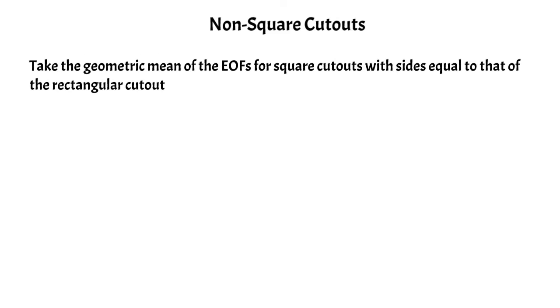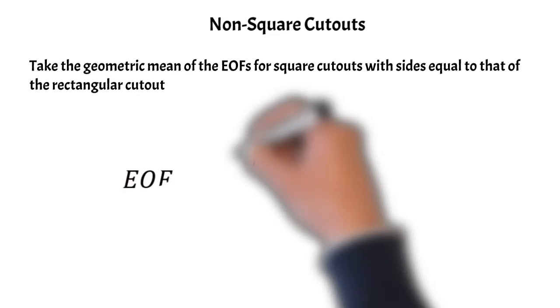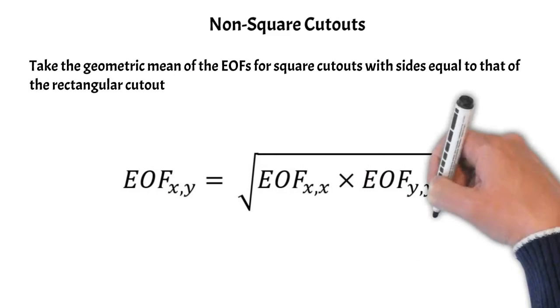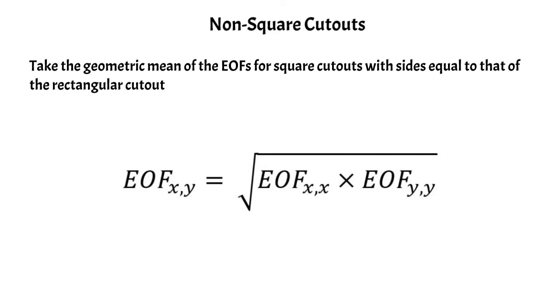So what if we have a non-square cutout? In the previous table, all of those electron output factors were for square cutouts. But in the case where we have a rectangular cutout, we would just take the geometric mean of the square cutout output factors with sides equal to that of the rectangular cutout. So if we have a rectangular cutout of sides x and y, we just find the output factors for the square cutout of side x and the square cutout of side y, and just take the geometric mean.